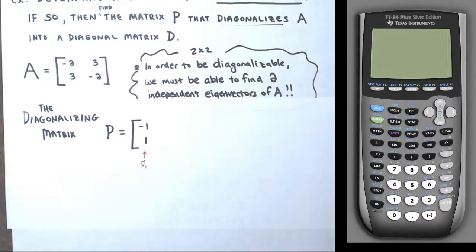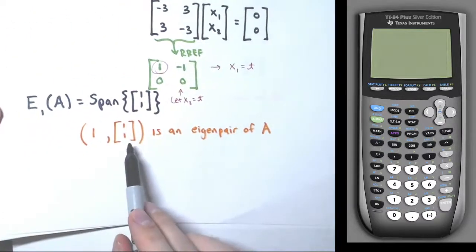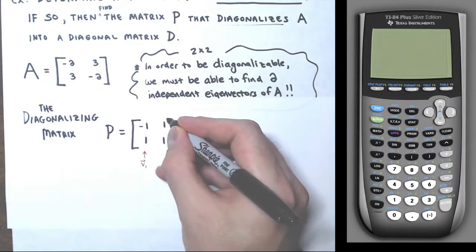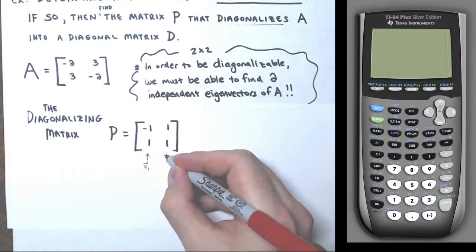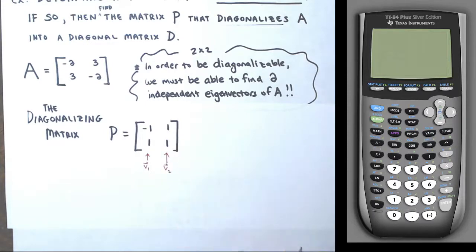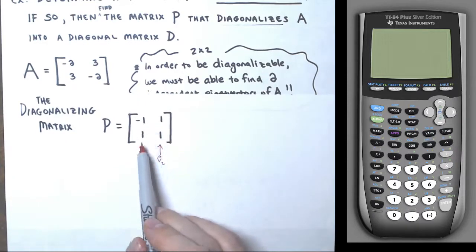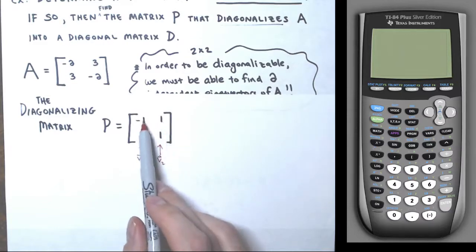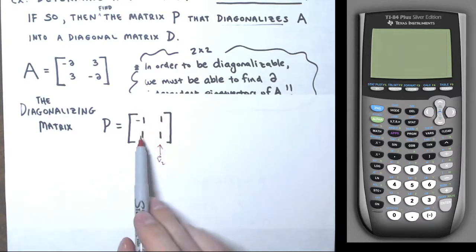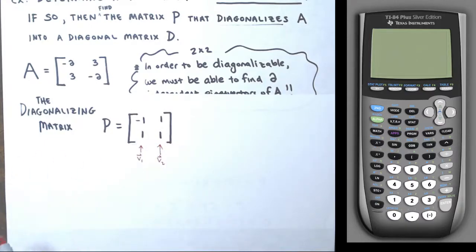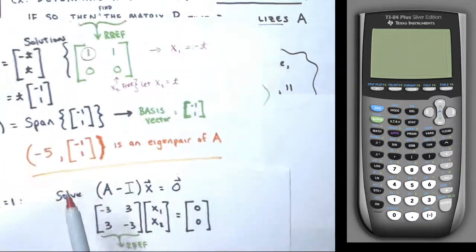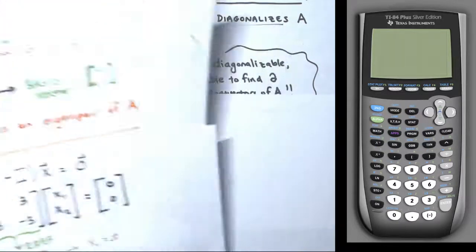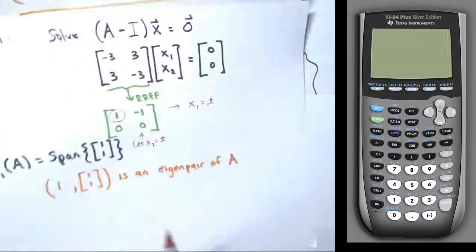And then the second eigenpair I found was the vector 1, 1, so the vector 1, 1 goes as my second column. And again, I could have called this V2. Now be careful: the order I put these in matters. The first column corresponded to the eigenvalue -5. The second column corresponds to eigenvalue 1.